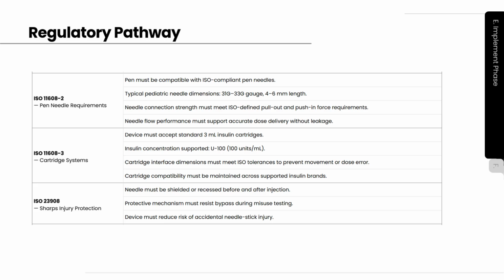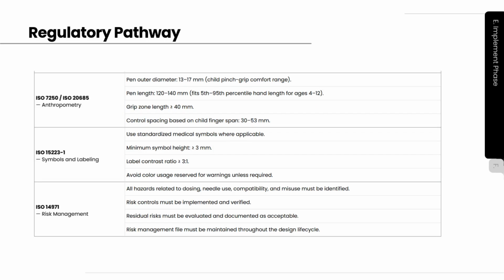ISO 23908 for sharps injury protection. ISO 7250 and ISO 20685 for anthropometry. ISO 15223-1 for symbols and labeling. And ISO 14971 for risk management.